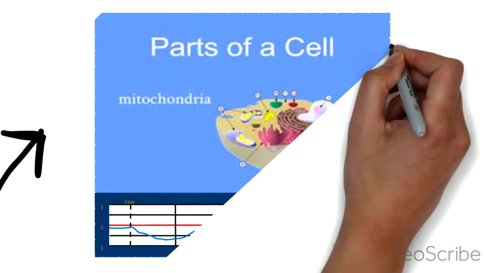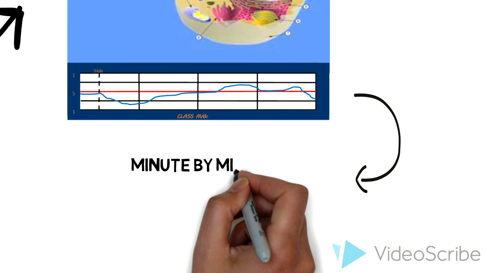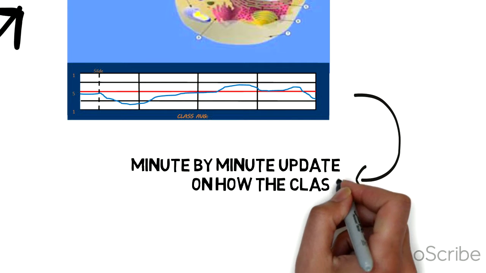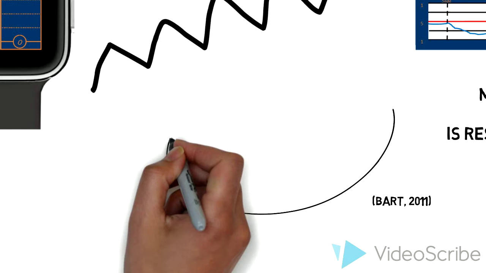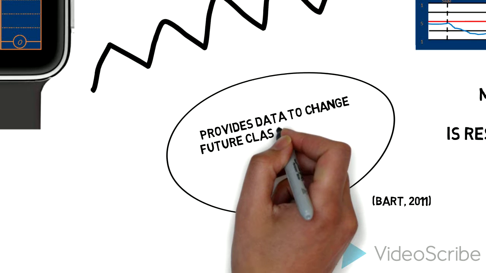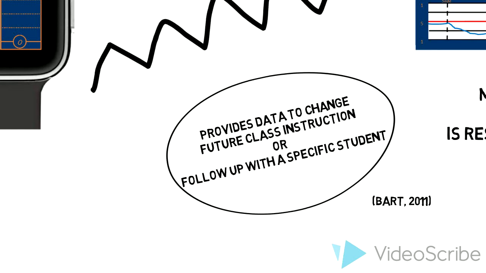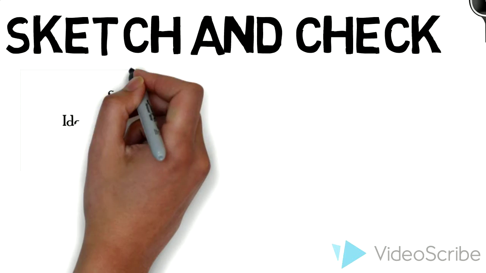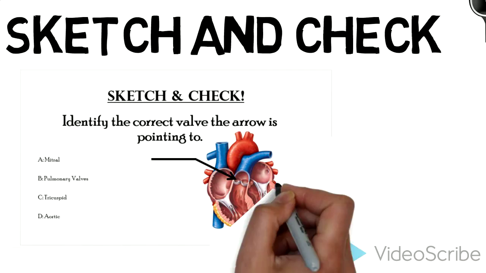Each student's score gets compiled and sent in real time to the professor's screen, where he or she can track the classroom's overall understanding of the content. This gives the teacher a minute-by-minute update on how the class is responding to the instruction, allowing him or her to tailor the lesson to meet the needs of the students. This data can be used to change lessons for future classes or follow up with individual students who indicated they need additional assistance.